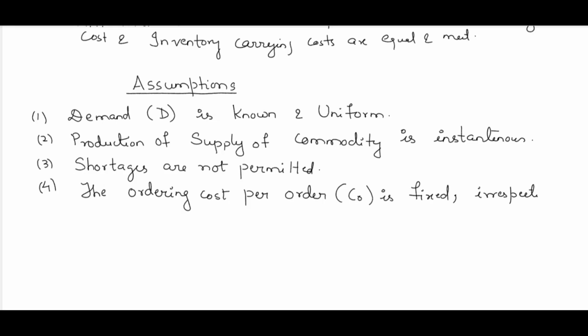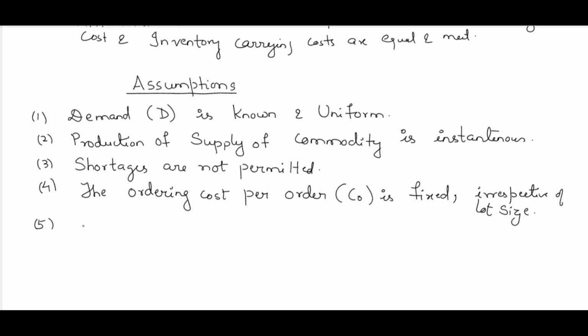Usually, if you have ordered more quantities, there is a quantity discount. But in the basic EOQ model, we are assuming that ordering cost per order is fixed irrespective of lot size. That means whatever may be the order quantity.